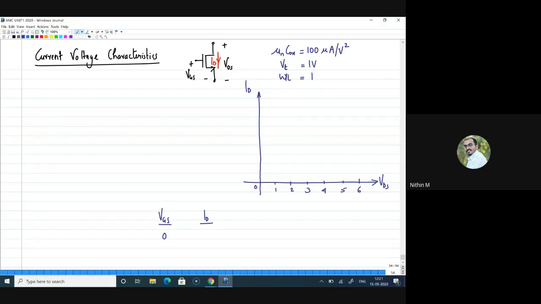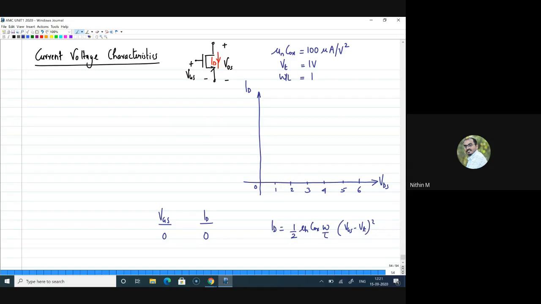When VGS is 0, yes, current also will be 0. How will I understand that? I will write the current equation here. It is half mu n Cox W by L (VGS minus VT) squared. Again, I repeat, don't worry by looking at this equation. We'll be looking in detail how we arrived at this equation in the coming classes.